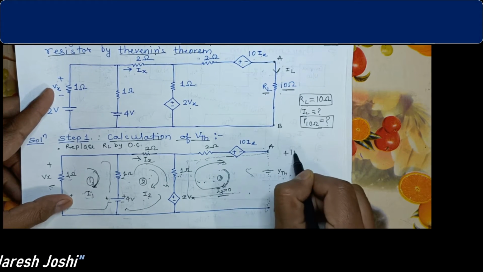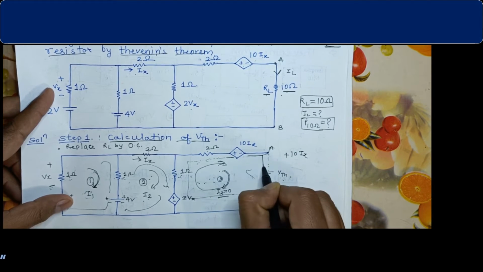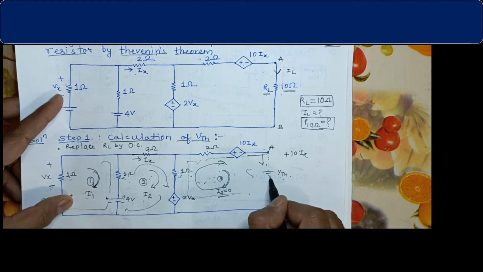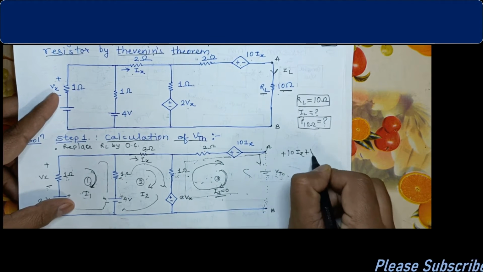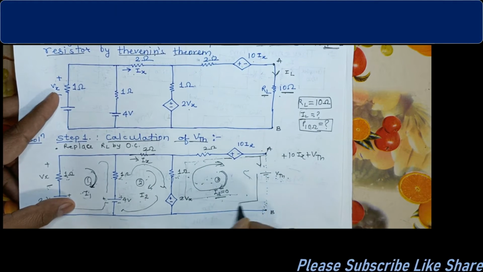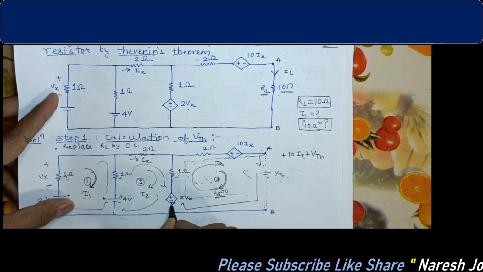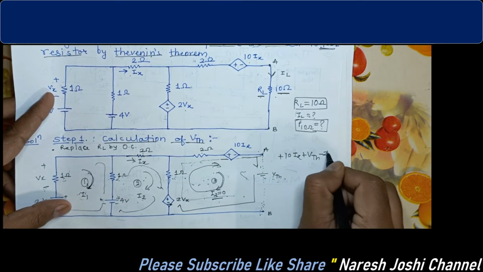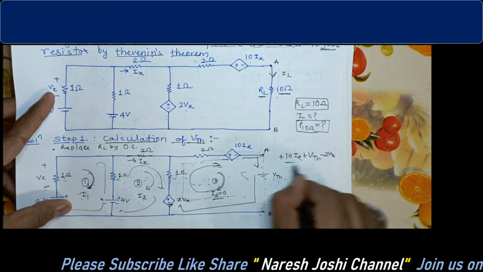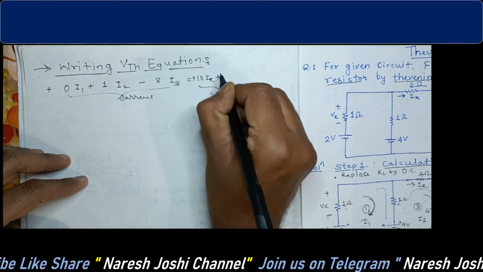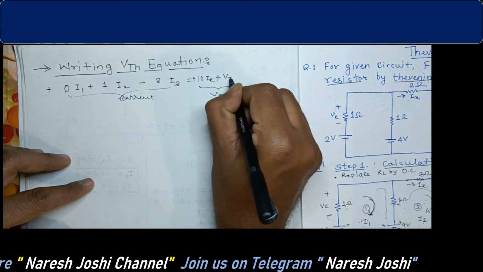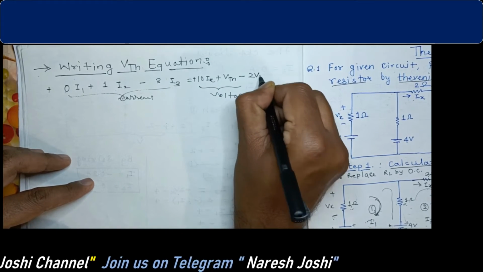So first I will write 10 Ix, then we come here in this direction. This is open, but across this terminal we have VTH. So I will write here plus VTH, then I will come here and move in this direction, so it is a minus sign. So I will write here minus 2 Vx. Okay, so this is the complete equation: 10 Ix plus VTH minus 2 Vx.